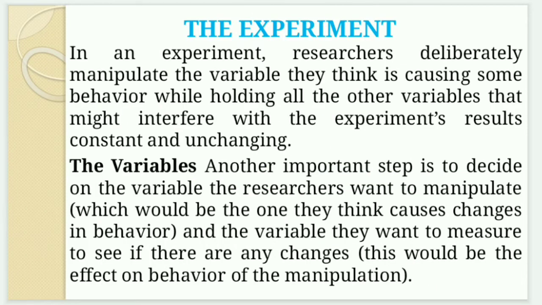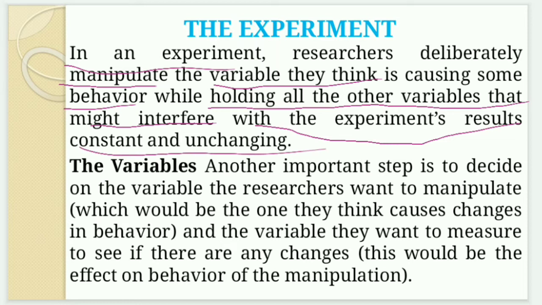The experiment. In an experiment, researchers deliberately manipulate the variable they think is causing some behavior while holding all the other variables that might interfere with the experiment's result constant and unchanging. The variable. Another important step is to decide on the variable the researcher wants to manipulate, which would be the one they think causes changes in behavior, and the variable they want to measure to see if there are any changes. This would be the effect on behavior of the manipulation.